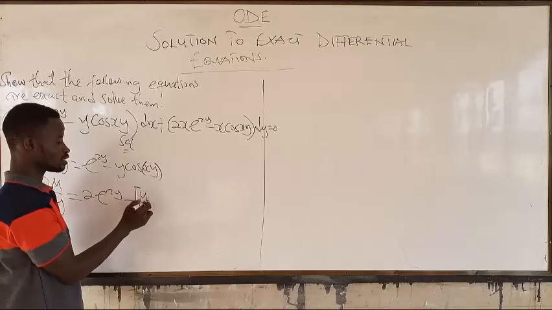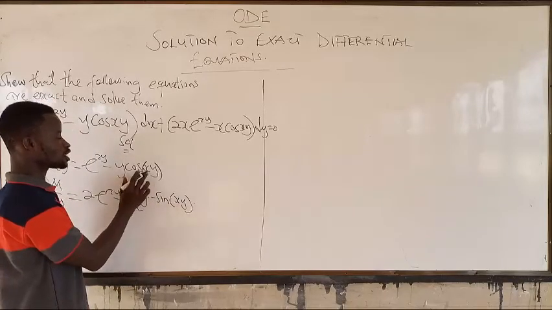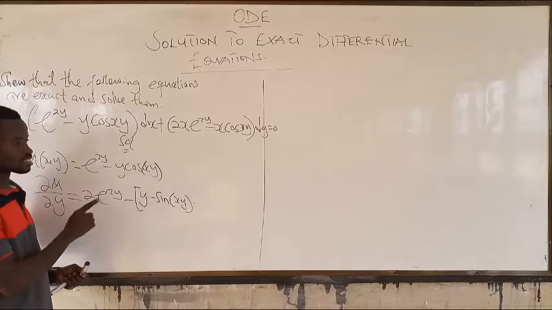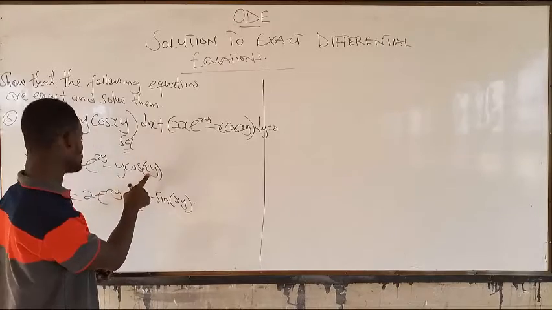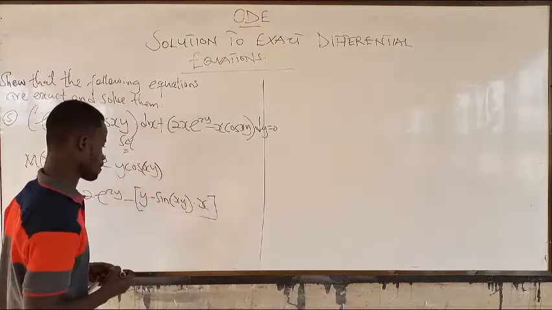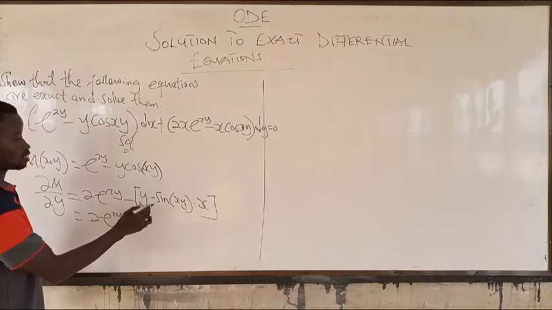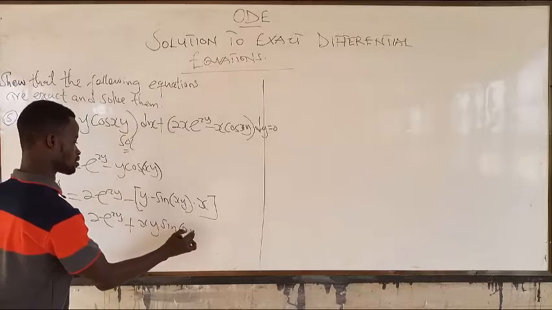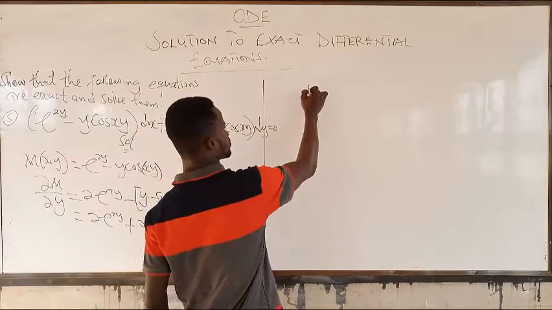You differentiate cos, you get negative sine sy. Then you differentiate the inside, and when you differentiate the inside, don't forget that s is constant, so you are going to get only the constant s. So this and this, you get s y sine sy. So that is what we have for that part. Now we move on to this part.